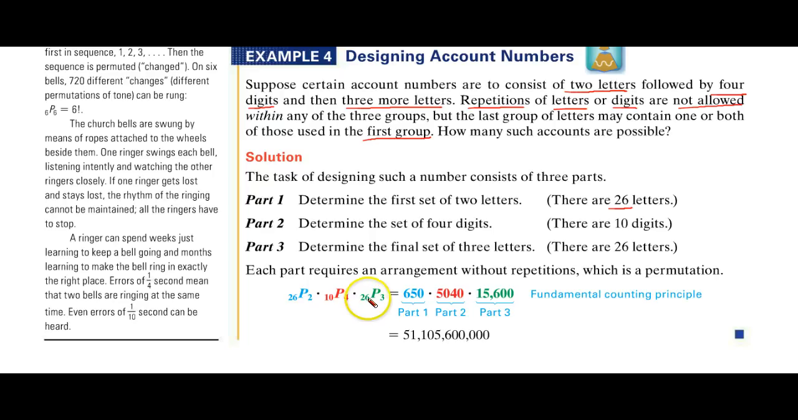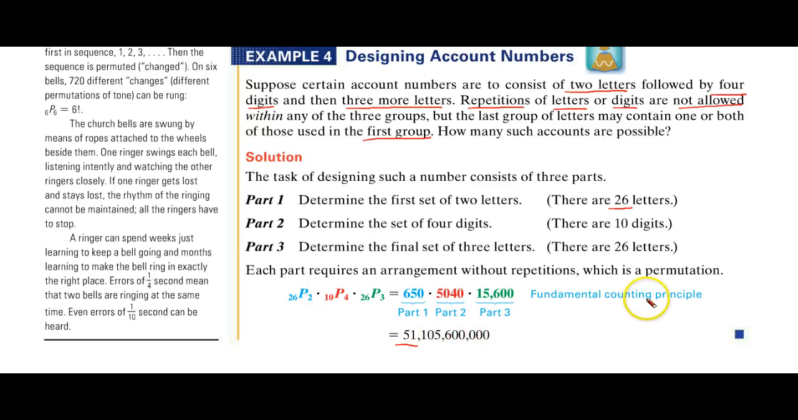And then finally, in the last, you have again the choice of your 26 letters, taken 3 at a time. So if you did these in parts, you would get this from the first part, times this from the second part, times this from the third part, and you get over 51 billion possibilities.